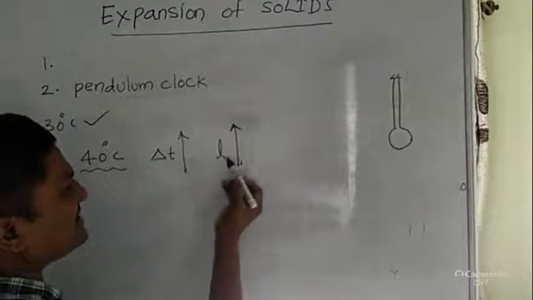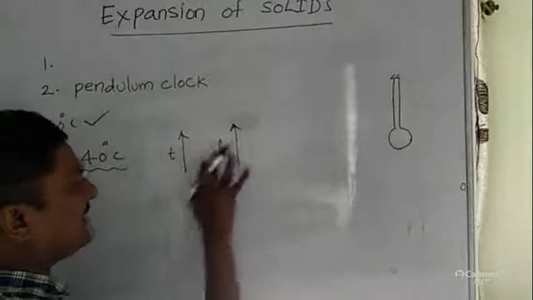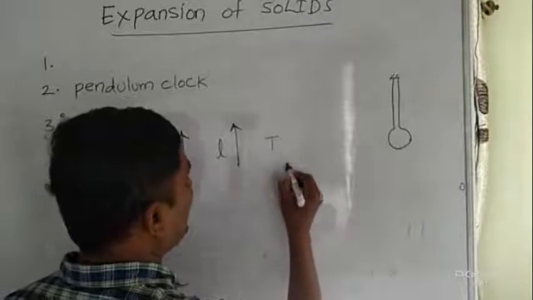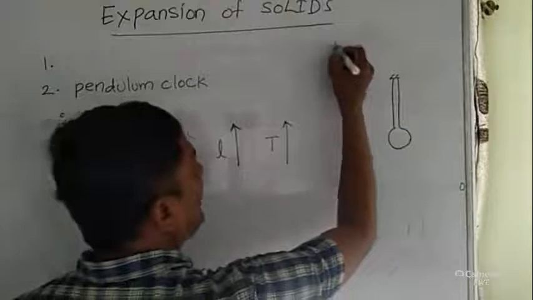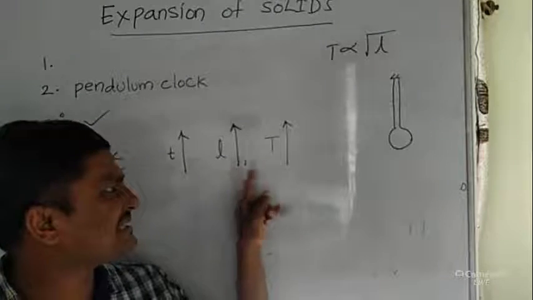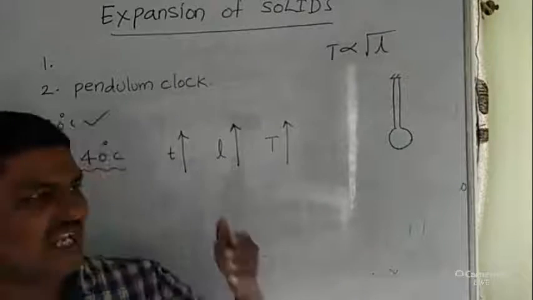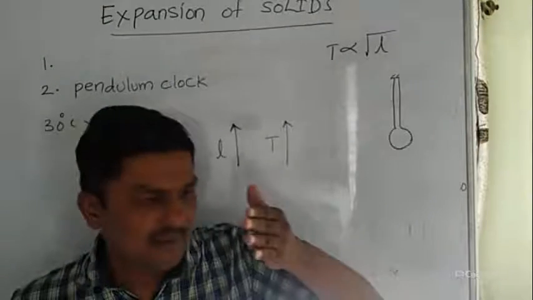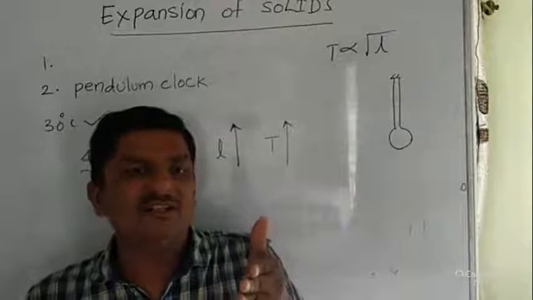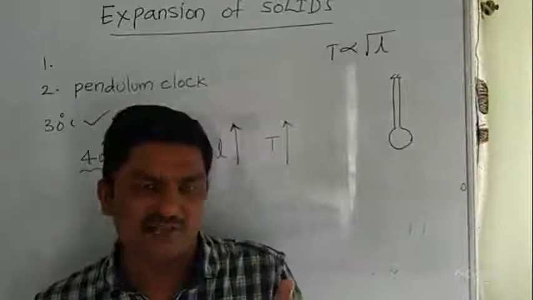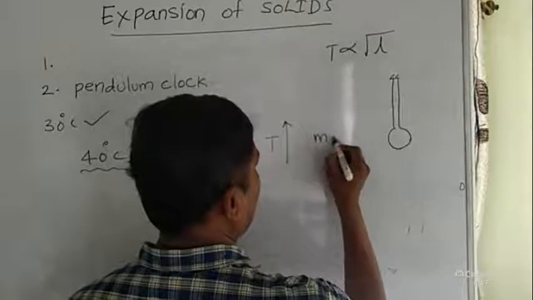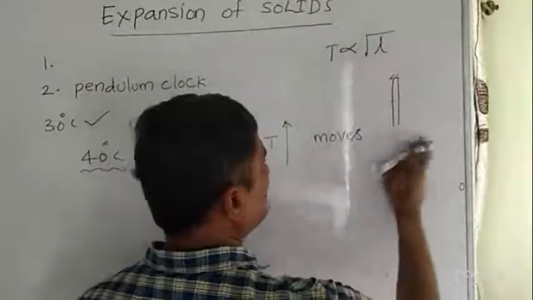So as temperature increases, the length of the pendulum clock also increases. If the length increases, the time period increases. Already I have written T proportional to root L. As the length of the pendulum increases, the time period also increases. Time period increases means previously it took 1 second to complete one oscillation, now it will take 1.5 seconds, 1.5 or 1.6, more than 1. So the watch moves slowly. Watch moves fast.